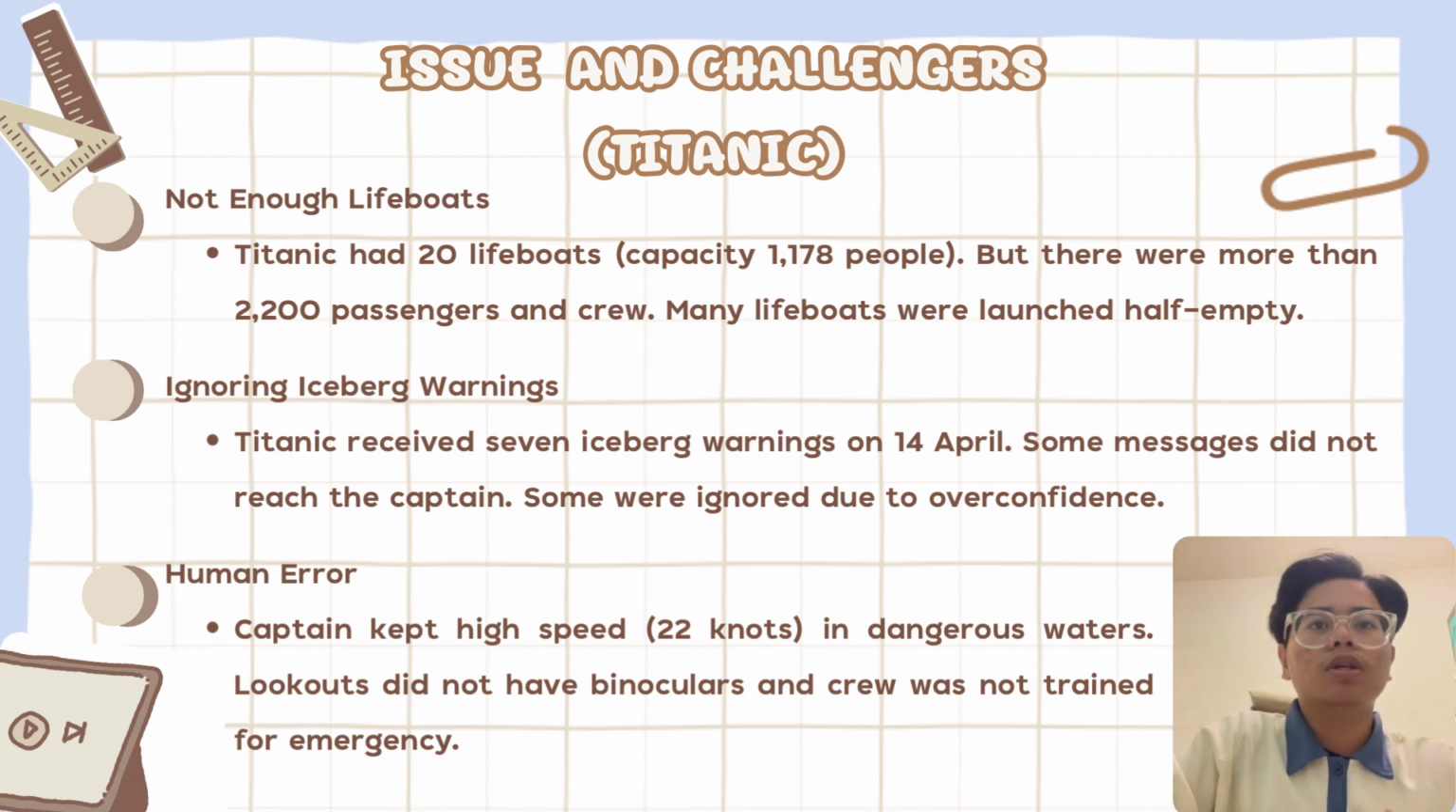And then the second one is ignoring iceberg warnings. Titanic received 7 iceberg warnings on 14 April. Some messages did not reach the captain. Some were ignored due to overconfidence. And then the third one is human error. The captain kept a high speed of 22 knots, which is dangerous in these waters. Lookouts did not have binoculars and the crew was not trained for emergencies.